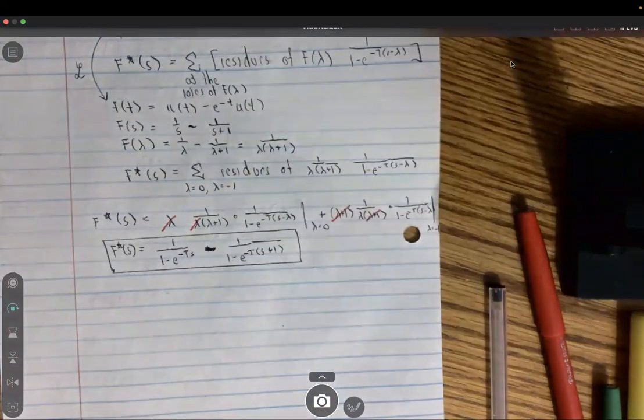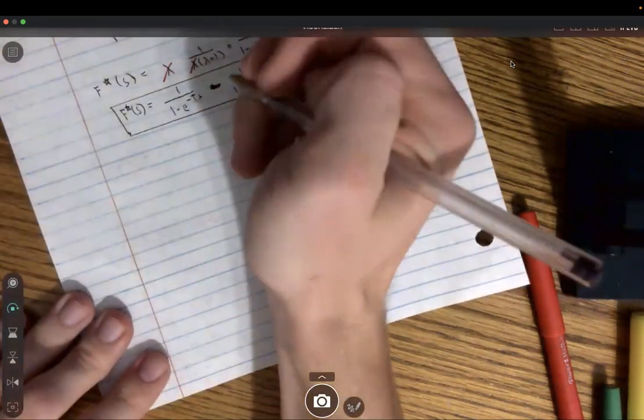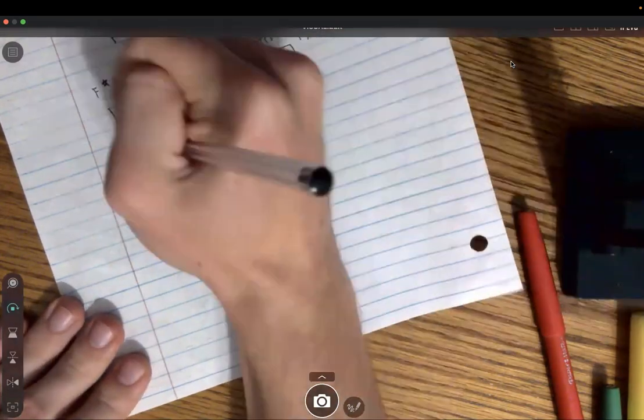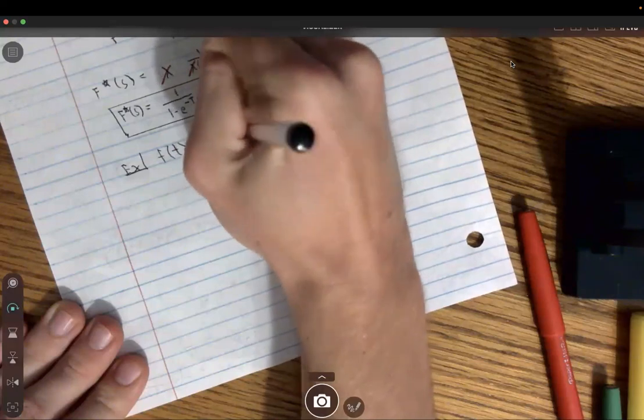Okay, now that we talked about the star transform, we're going to look into a little bit with our next one. So let's see. This one I think is a good example to at least have a little exposure to, because it has two poles. So I think it's important to know how the residue method works for this one. So our next example is going to have f of t is equal to t u of t.